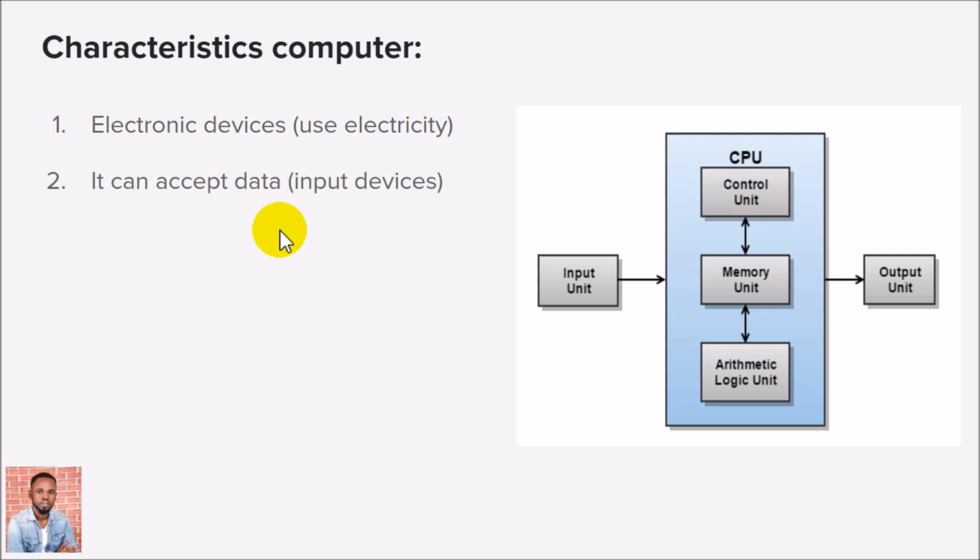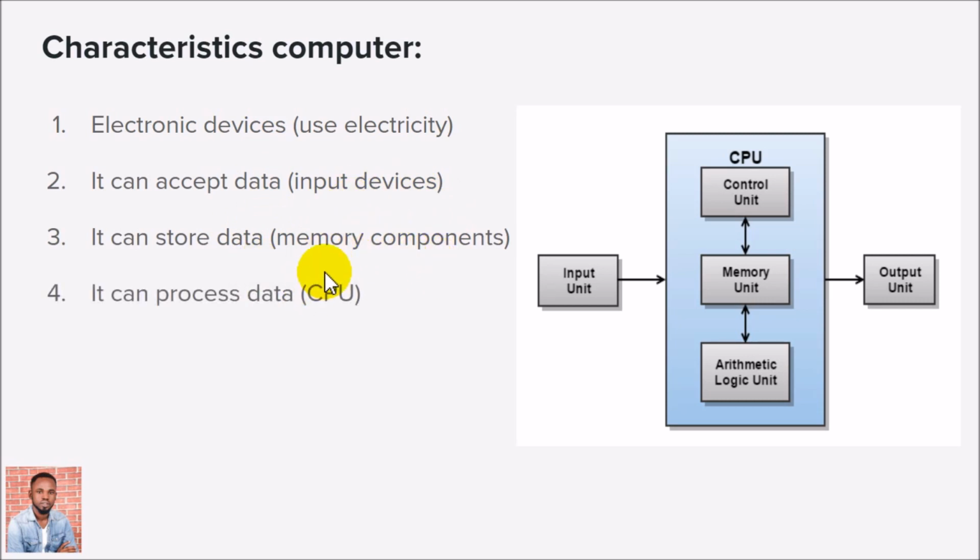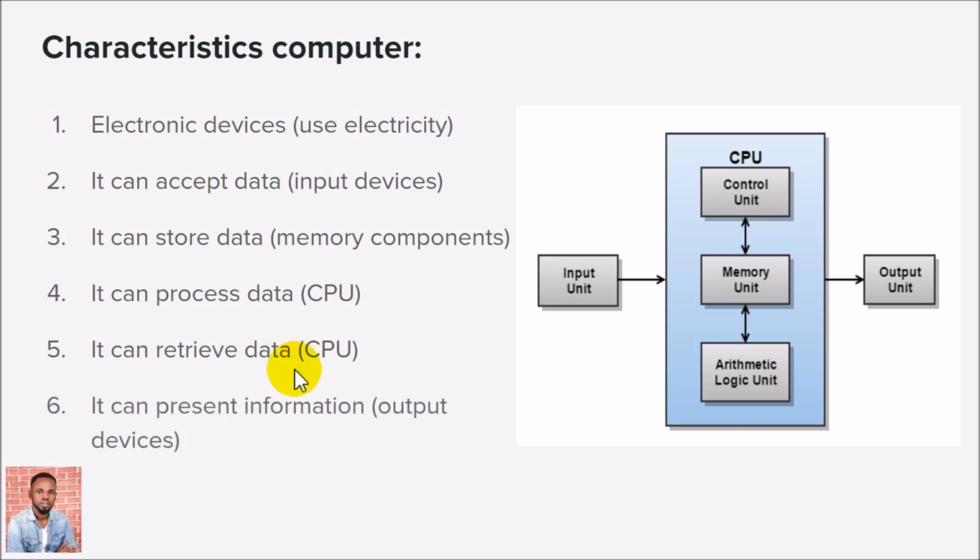It also has the ability to accept data through an input device. It also has the ability to store data with a memory component. That is, a computer has a memory component. It also has the ability to process data, that is, work on the data you give to it, and it also has the ability to retrieve data. That means there is a system that can retrieve data from the computer and present it to an output device. It also has the ability to present information through an output device. So these are the basic characteristics that you should know about the computer, regardless of whatever definitions you hear.